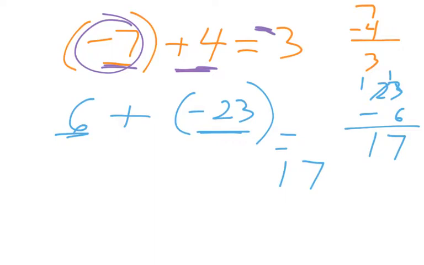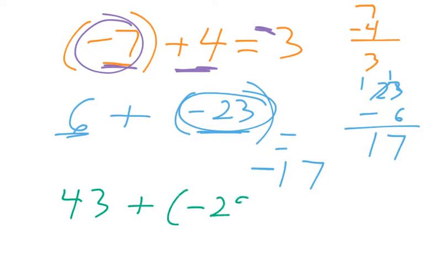So we have 6 and 23. Well, 23 is bigger. It's actually a negative 23, so we make it negative 17. And the last one, 43 plus a negative 29.